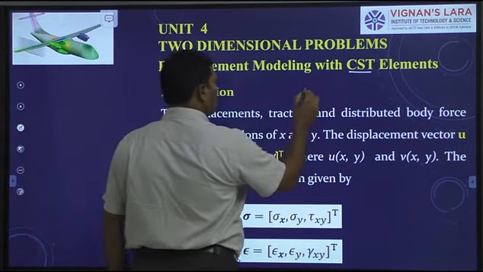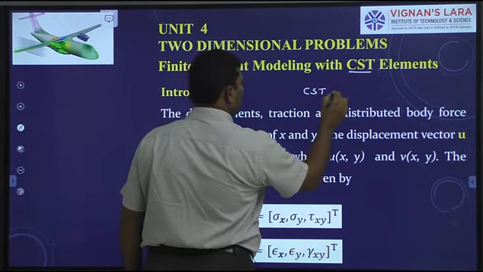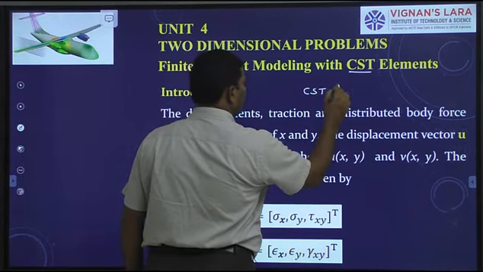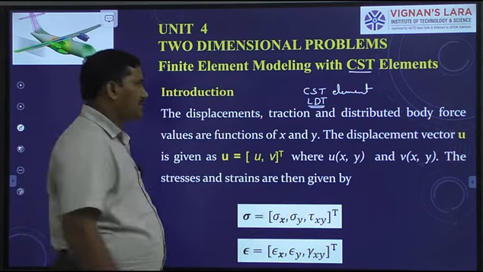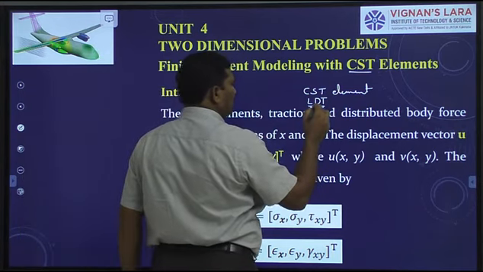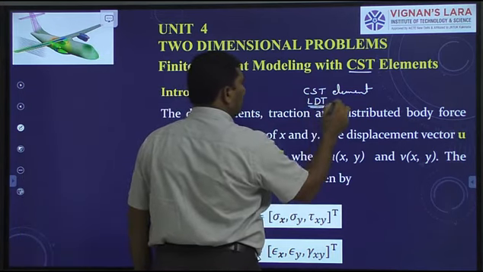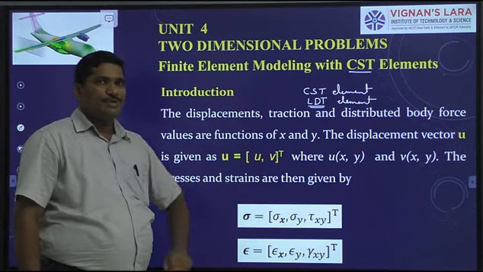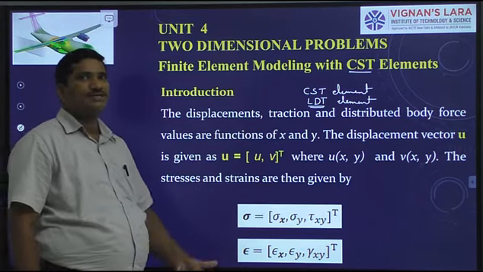The CST element is also called as linear displacement element. Linear displacement triangle, we say LDT. We can say CST element or LDT element. Constant strain triangle is also called as linear displacement triangle. When the displacement is linear, strain is constant.